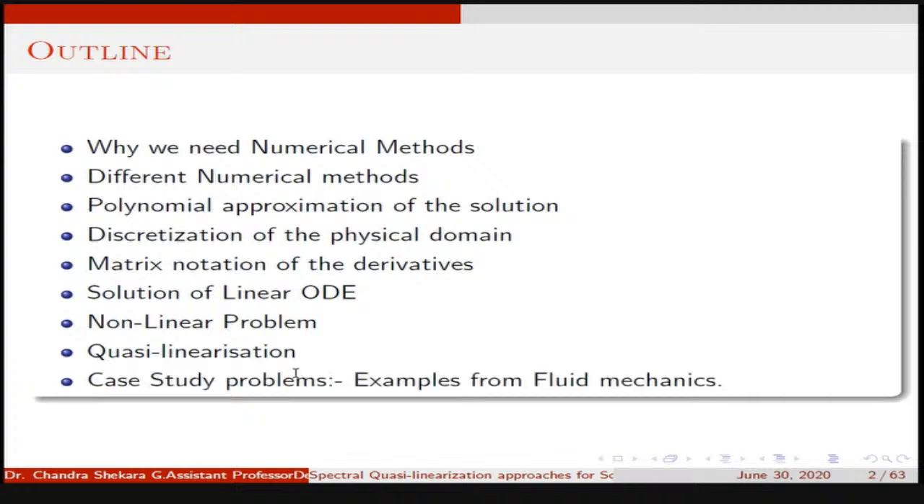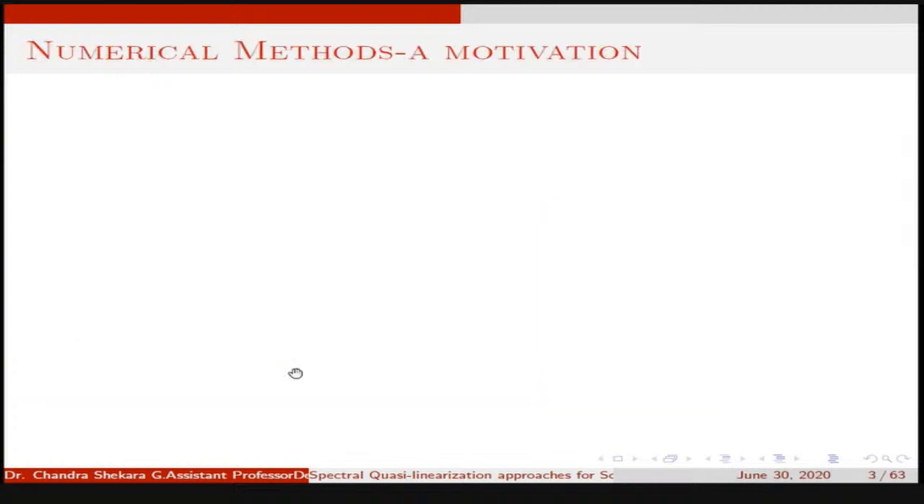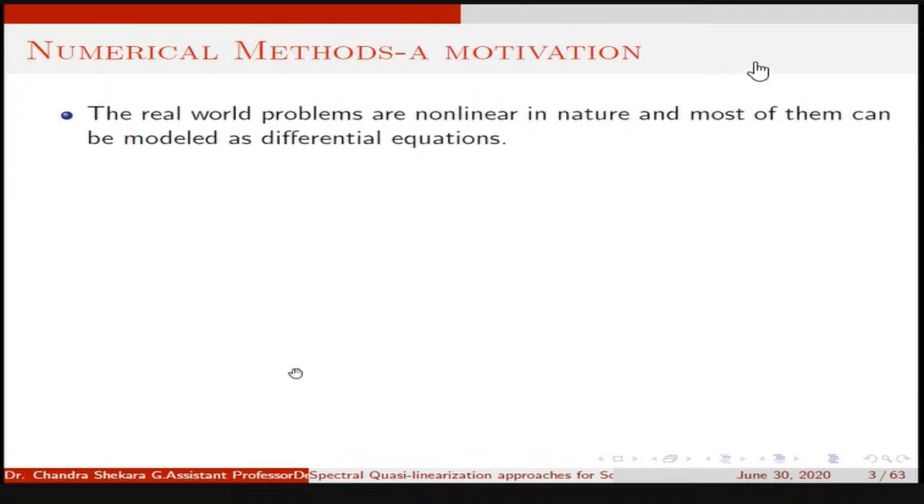So let me start with the first part to motivate the researchers who have just started their research. First of all, we must know why we require numerical methods. Why we require numerical methods is because of the following reasons. We know that most of the real world phenomena are nonlinear in nature. Whenever we use mathematical modeling, we can model them as an integral equation or differential equations. Most of the models we can model as differential equations.